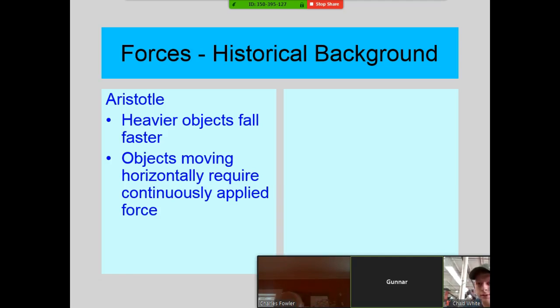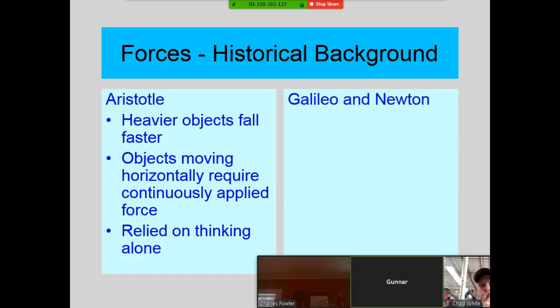Okay. So anyway, he also claimed that objects moving horizontally require constant, continuously applied force. Okay? And he did this basically thinking about it and some observing of nature. Sure enough, if you roll a ball across the floor, ultimately it's going to stop if it doesn't hit something. So yeah, you would think it needs a force to keep it rolling.